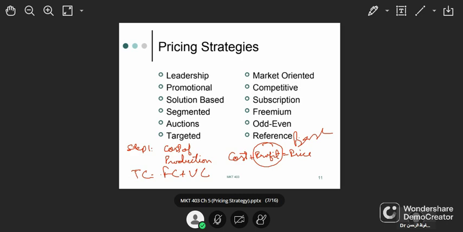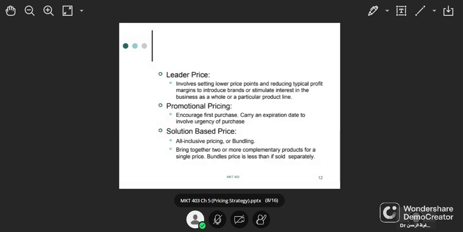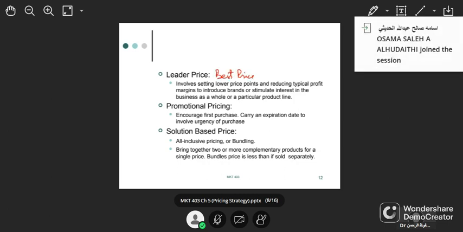Now let's see some important pricing strategies which are used in online environments. Some of them are found in offline also, some are unique or in a way more adaptable to online. What are they? First one is leadership. Now who is a price leader? A price leader means a company which claims to provide the best price. Best price means lowest price.